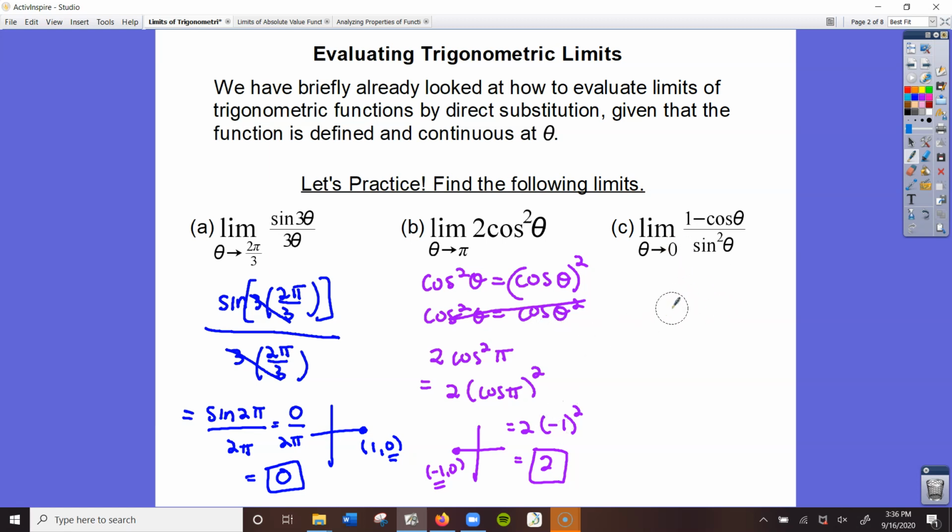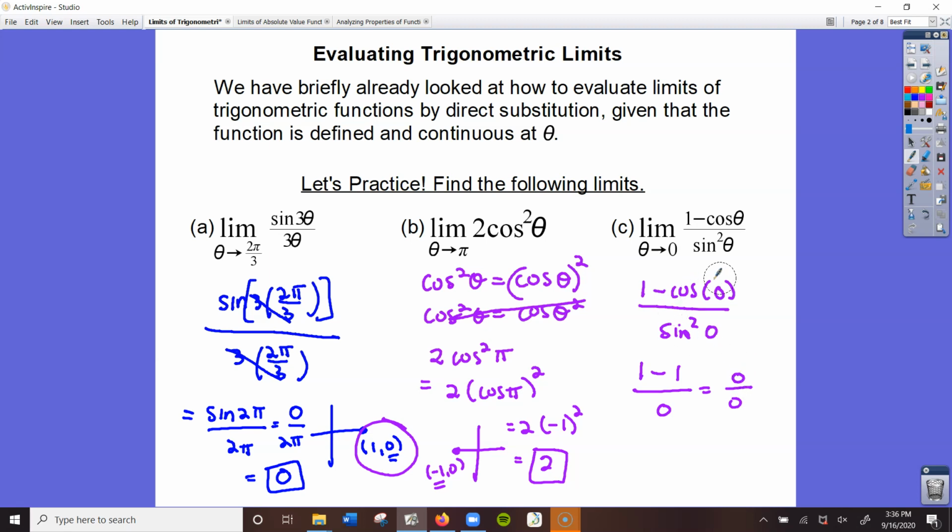Now let's try this next one. Let's go ahead and plug in the 0, because theta is approaching 0, and we get 1 minus cosine of 0 over sine squared of 0. If we do 1 minus cosine of 0, we get 1 minus 1, because the cosine of 0 is 1, over sine squared of 0. Remember, that's the same thing as saying the sine of 0, all of that squared. The sine of 0 is 0, so squaring that would be 0. And this gives me 0 over 0, which as we know, is indeterminate.